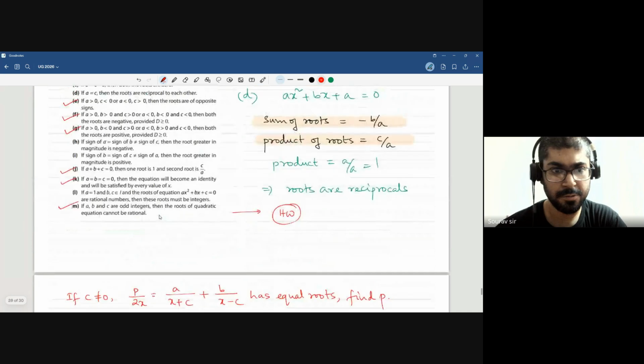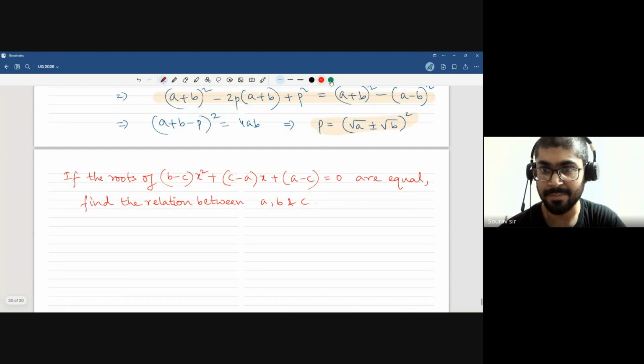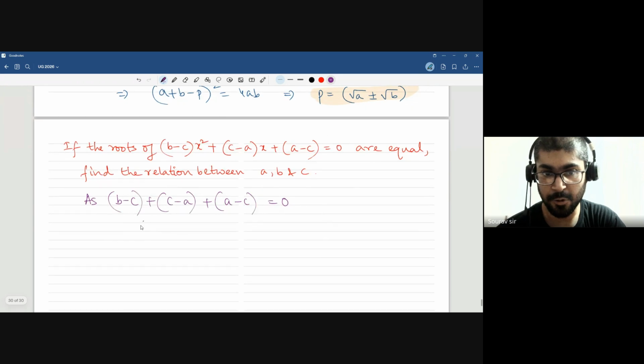So, property: if a plus b plus c equal to 0, then one root is 1 and the other is c by a. Okay, apply that. b minus c plus c minus a plus a minus c equal to 0. Therefore, one of the roots must be 1.